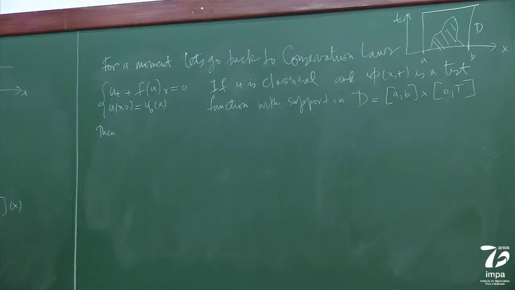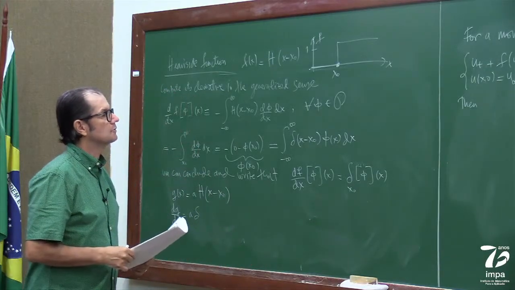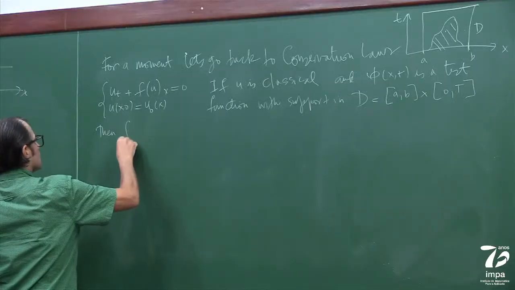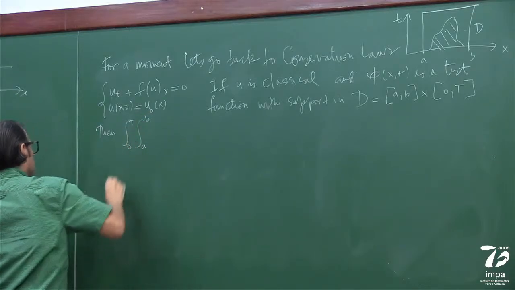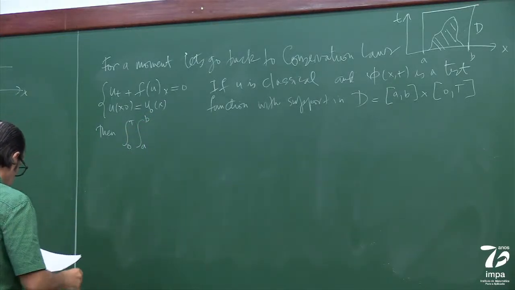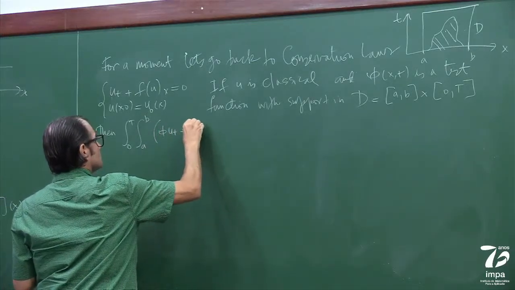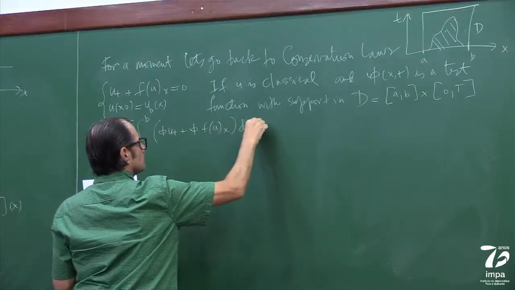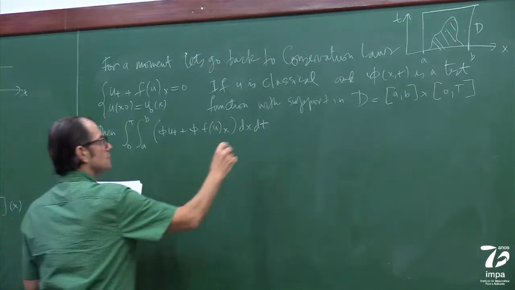we can write the following. As I said, when we need to look at solutions which are not classical, which can go into a generalized function, we have to look at things in an integral form. So let's look at our conservation law in integral form. Let's integrate over this domain in x,t with our test function. Right? Nothing more than this. This is equal to 0.